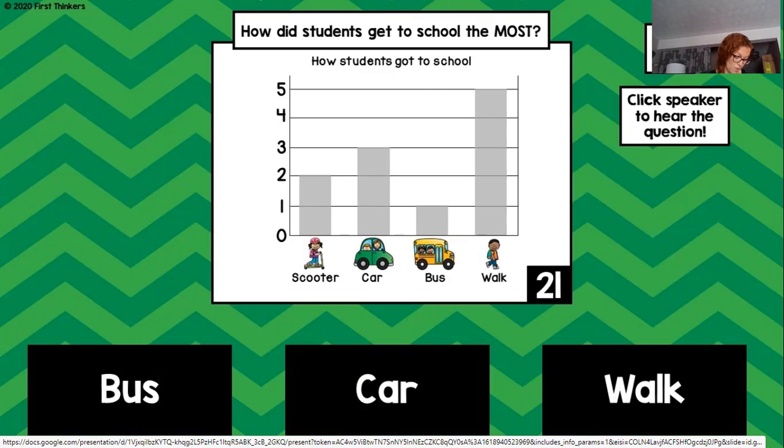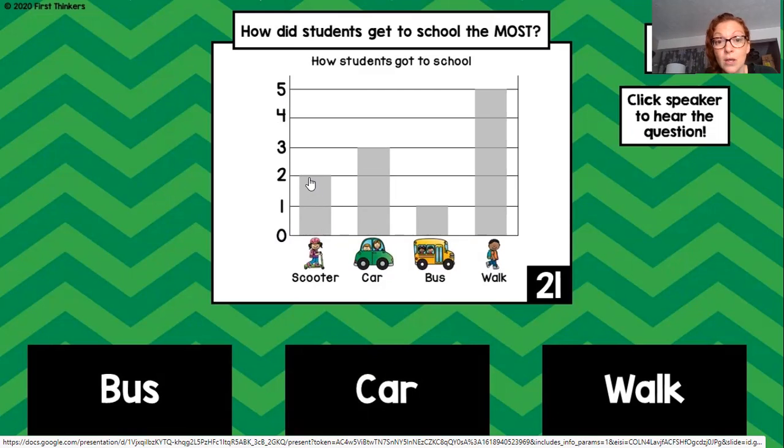I'm erasing my board. All right, so let's explore. The title of this is How Students Got to School. Let's see, oh, scooter, a car, a bus, and walking. How do you get to school? A lot of you, it's either bus or car, right? I don't know anybody who rides to school on a scooter. Right at our school. All right, and it goes up to 5 students.